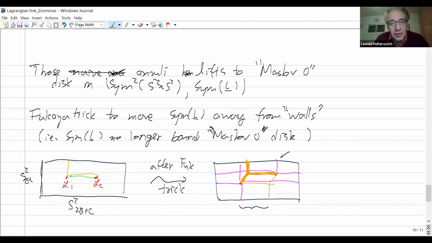Yeah. We are working with symmetric products of... We are moving this guy away. We are only moving the Lagrangian, but not the ambient manifold.